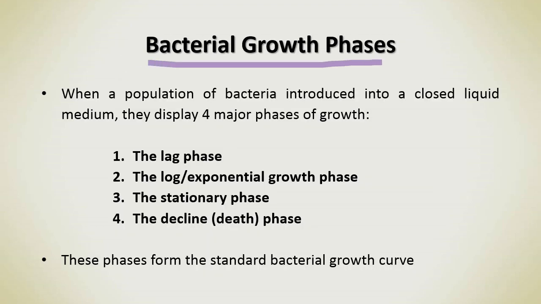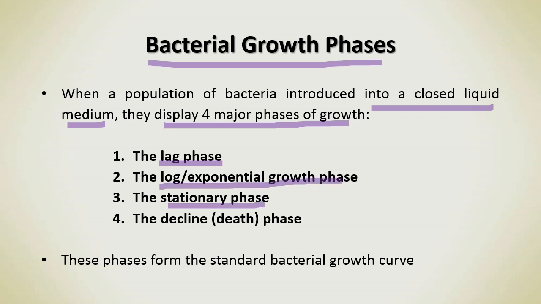Okay, bacterial growth phases. When a population of bacteria is introduced into a closed liquid medium, also known as a batch culture, they display four major phases of growth, which are the lag phase, the log or exponential growth phase, the stationary phase, and the decline or death phase. These phases make up a standard bacterial growth curve.